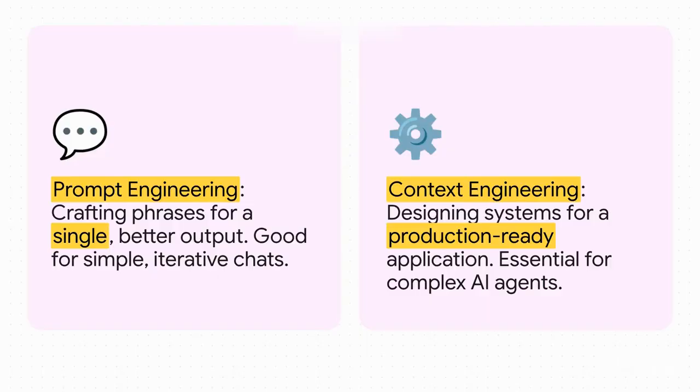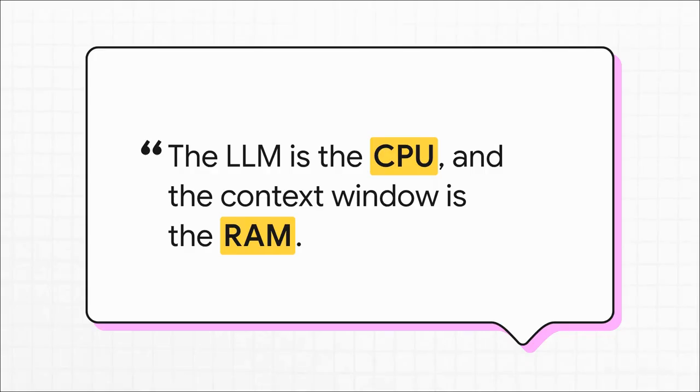So this is the real shift in mindset. Prompt engineering is tactical, right? You're trying to get the next best response in a chat. But context engineering is strategic. You are building a complete, reliable system for a production-ready AI that can handle really complex, multi-step jobs without ever getting lost.